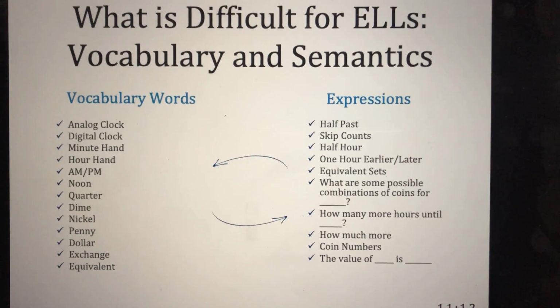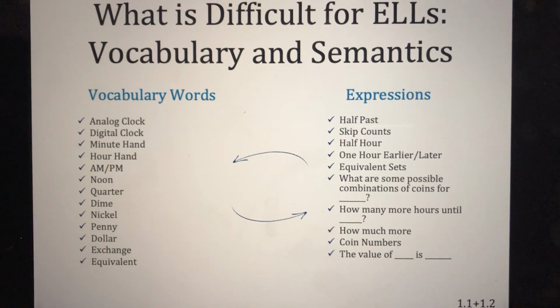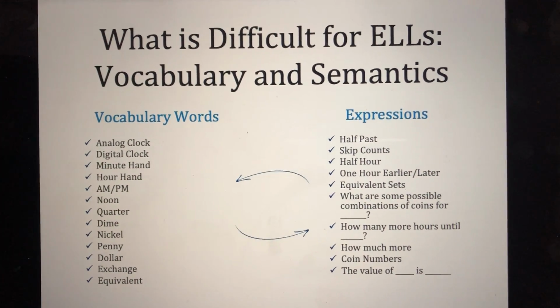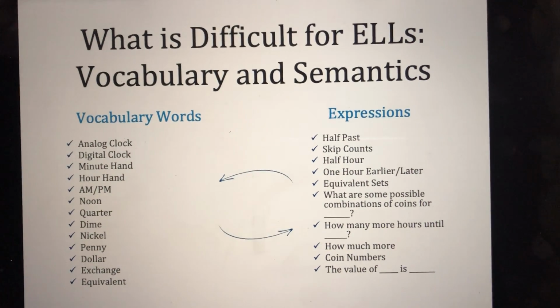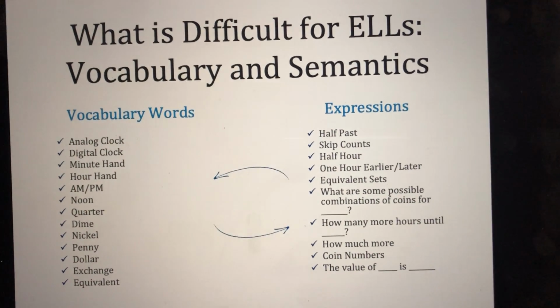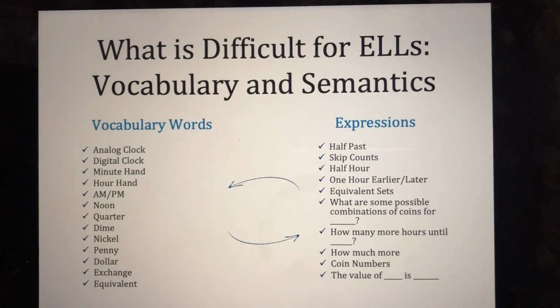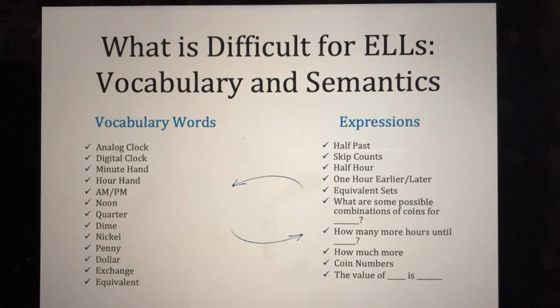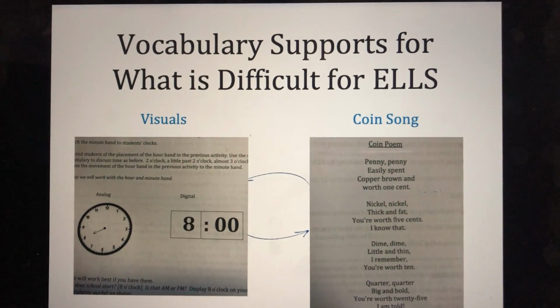Then some expressions that I had listed: half past, skip counting, half hour, 1 hour earlier or later, equivalent sets, different combinations of coins, how much more, and the value of this coin is this.